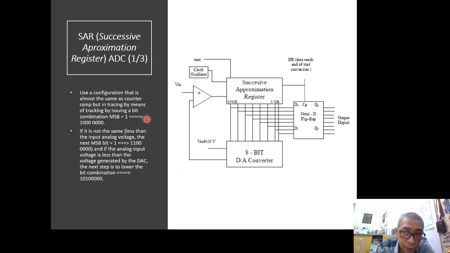It uses a configuration that is almost the same as the counter ramp, but it traces by tracking, issuing a bit combination with MSB equal to 1. So the first time in an 8-bit ADC is 1 0 0 0 0 0 0 0. If it's not the same or is less than the input analog voltage, the next MSB bit is 1, giving 1 1 0 0 0 0 0 0 and so on. If the analog input voltage is less than the voltage generated by the DAC, the next step is to lower the bit combination. So instead of 1 1 0 0 0 0 0 0, the combination will be 1 0 1 0 0 0 0 0.